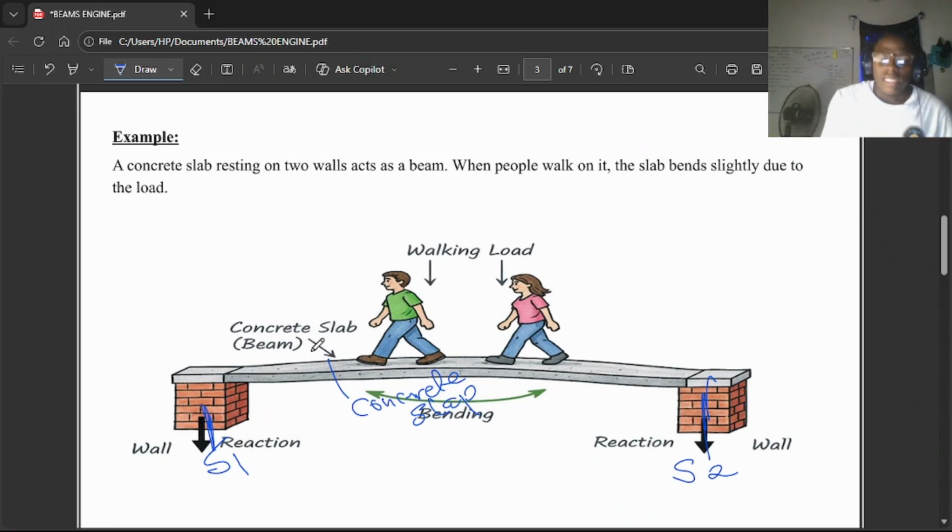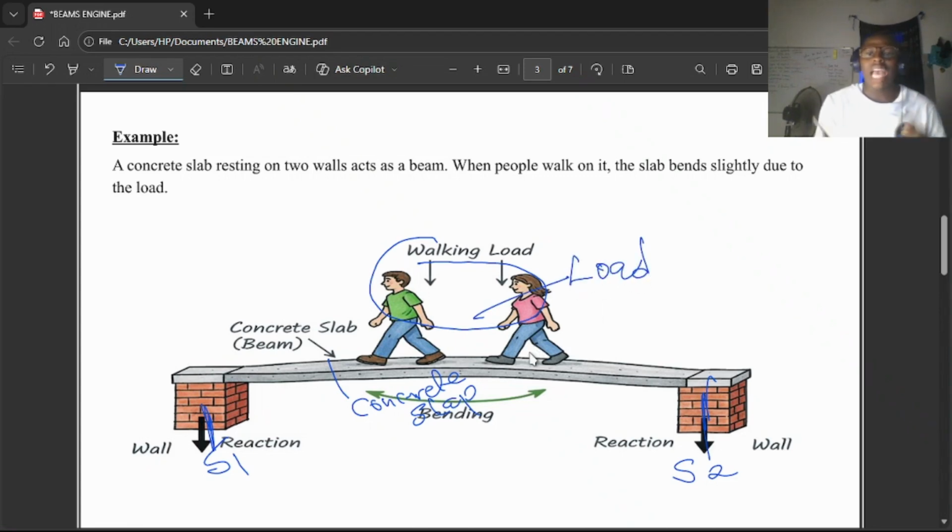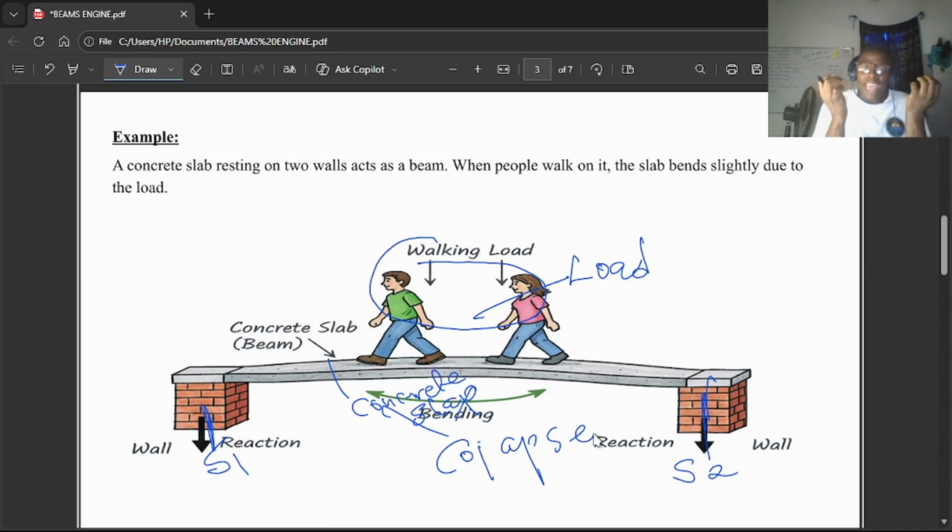Now what can you see? These two walking here are a good example of what we call the load, because they are acting on the concrete slab, and if the concrete slab is not strong enough, what happens? The concrete slab collapses. Am I communicating? But in this case, the concrete slab is not going to collapse. But it bends. So what is happening is you have your support one, your support two, and reactions for each of these supports.